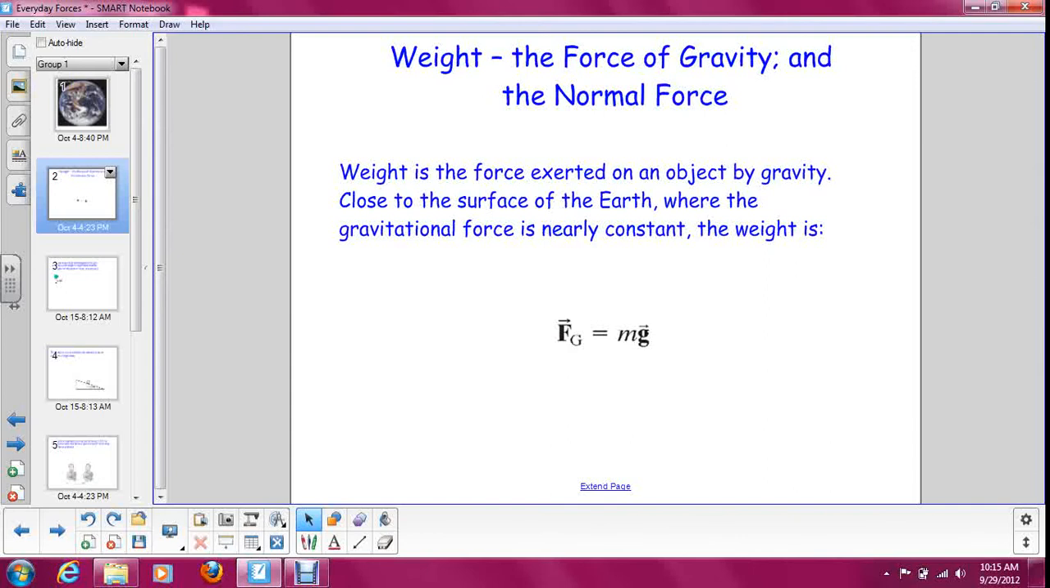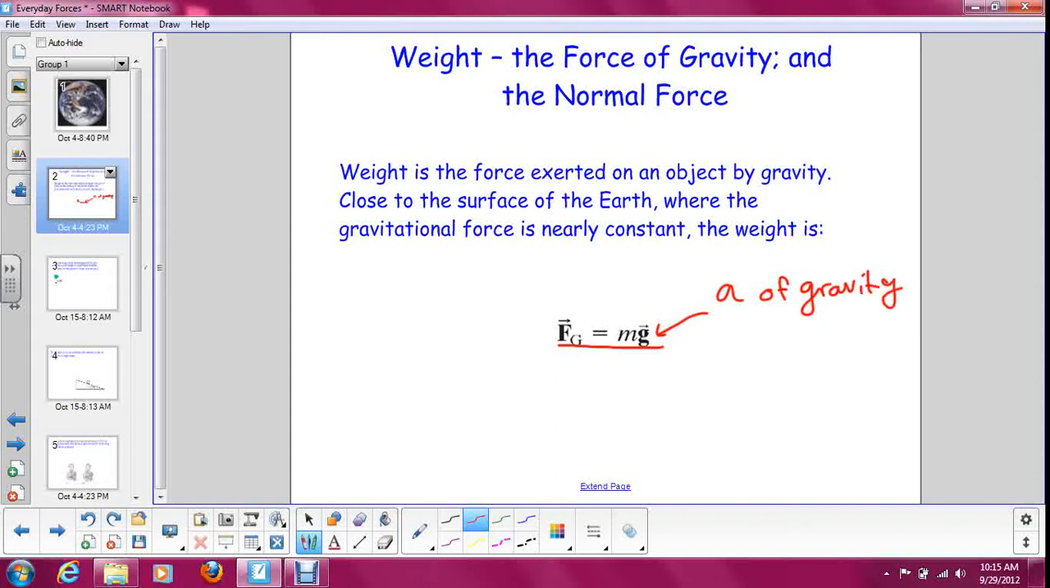And we can solve for weight with this equation. F sub g, which means the force of gravity, is equal to the mass of the object times g. And this g right here is the acceleration due to gravity. And on Earth, it's always negative 9.8 meters per second squared.